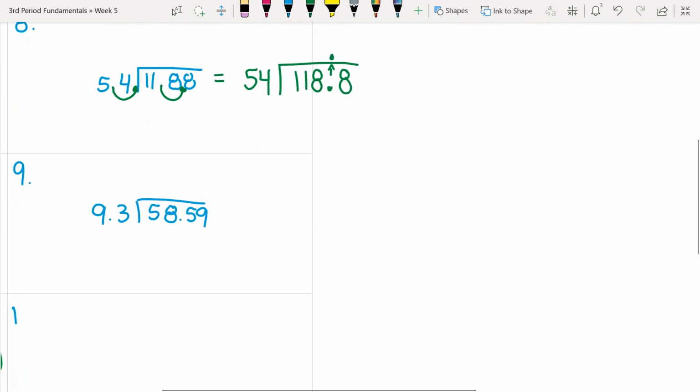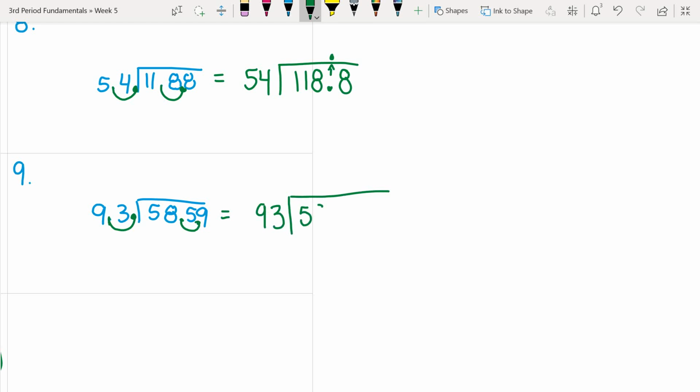Last but not least, just getting this problem set up. Same deal. I have a decimal outside my house. That's not okay. So I have to move it. And I only have to move it one time. But if I move it once on the outside, I have to move it once on the inside. So really, we're going to use our calculators to figure out how many times 93 goes into 585.9. Man, aren't you glad you don't have to make your own multiplication table for these numbers? This is awful.